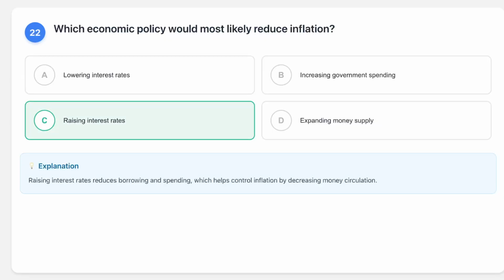Explanation. Raising interest rates reduces borrowing and spending, which helps control inflation by decreasing money circulation.